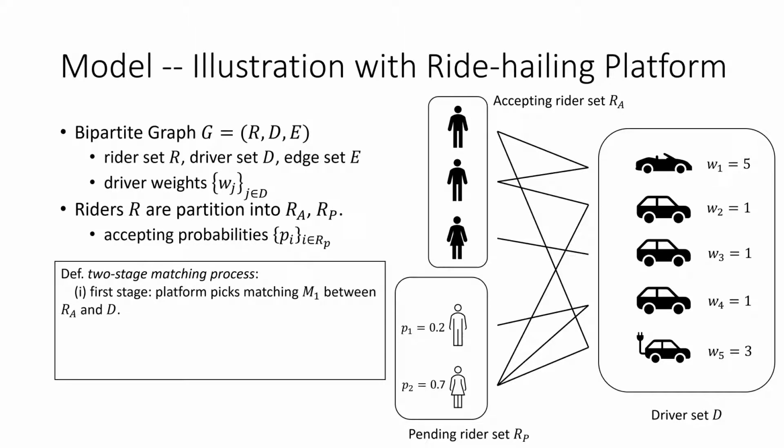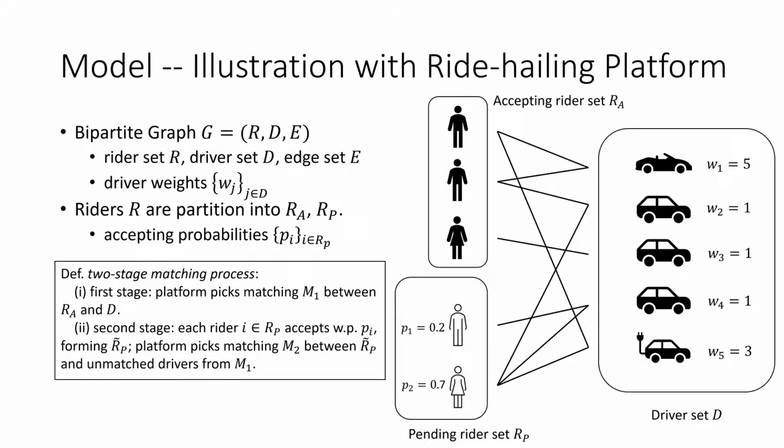At the beginning, the matching algorithm observes the whole bipartite graph, as well as the weights and the probability pi for every rider in RP. In the first stage, the platform needs to pick a matching M1 between the riders in RA and the driver set D. Then in the second stage, nature will sample a subset RP tilde from RP as follows. Every rider i in RP will be accepted, in other words added into RP tilde, with its own probability pi independently.